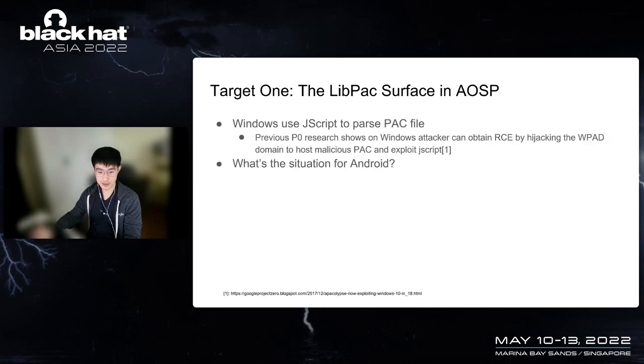Different platforms and operating systems support PAC, and they have different implementations for handling it. Windows uses JScript to parse the PAC file. Previously, Google Project Zero did excellent research on PAC handling, showing that a Windows attacker can obtain remote code execution by hijacking the .pac domain to host a malicious PAC file to exploit the memory corruption bugs in JScript. So the question arises: what is the situation for Android?